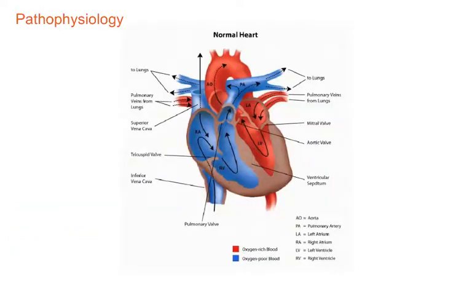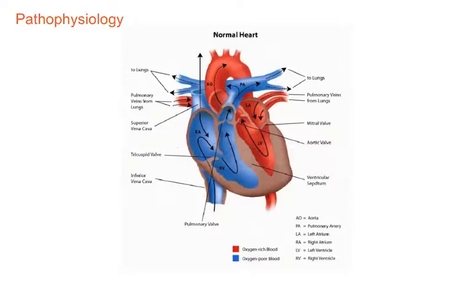Before going into pathophysiology, let's revise the normal events of blood flow through the heart quickly. The heart receives deoxygenated blood from the superior vena cava and inferior vena cava from the upper and lower parts of the body, respectively. This deoxygenated blood is drained into the right atrium.